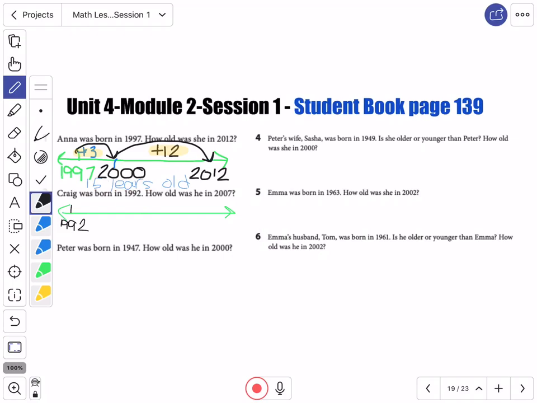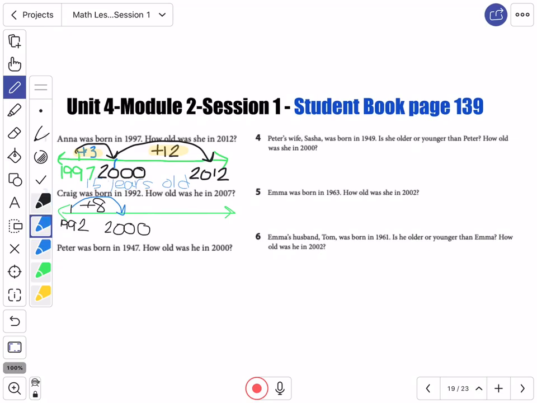Okay, so I am again really close. So 1992 and 1997 are not that far apart. So I'm going to do the same thing I did before, and I'm going to jump to the year 2000. Okay, so I've now jumped to the year 2000, and I know that that's 8 years that I've jumped already, okay? And I'm trying to get to 2007.